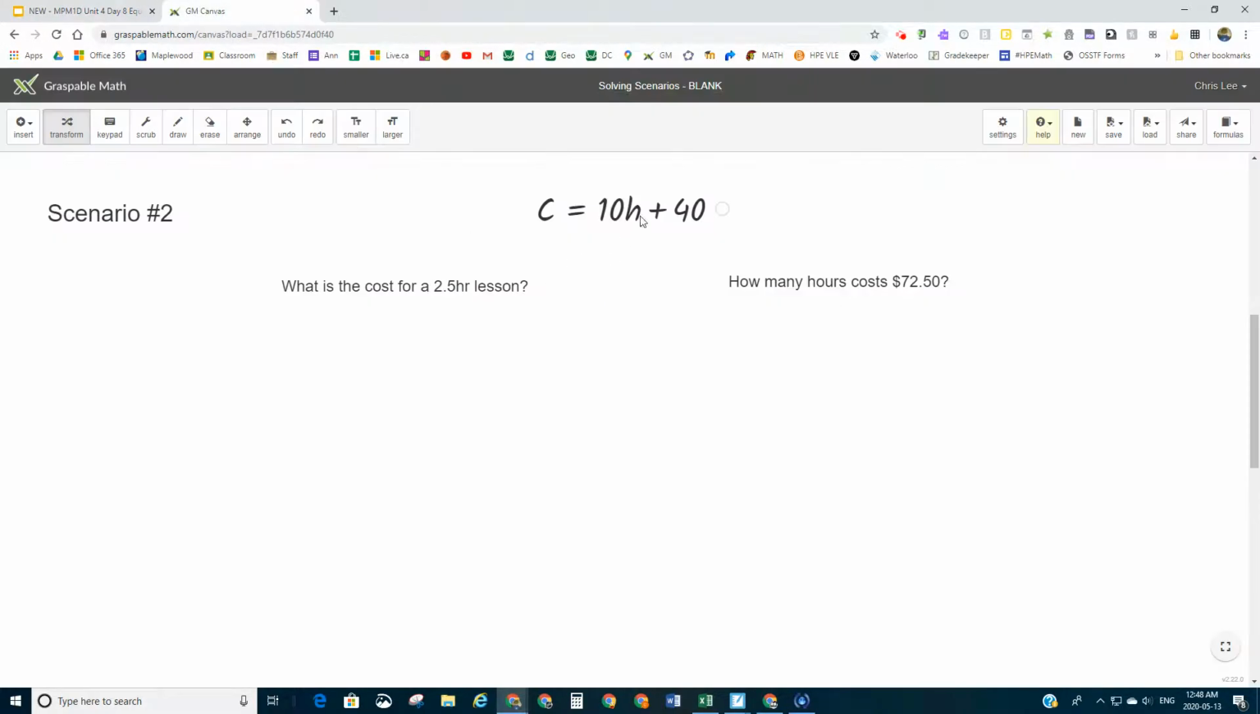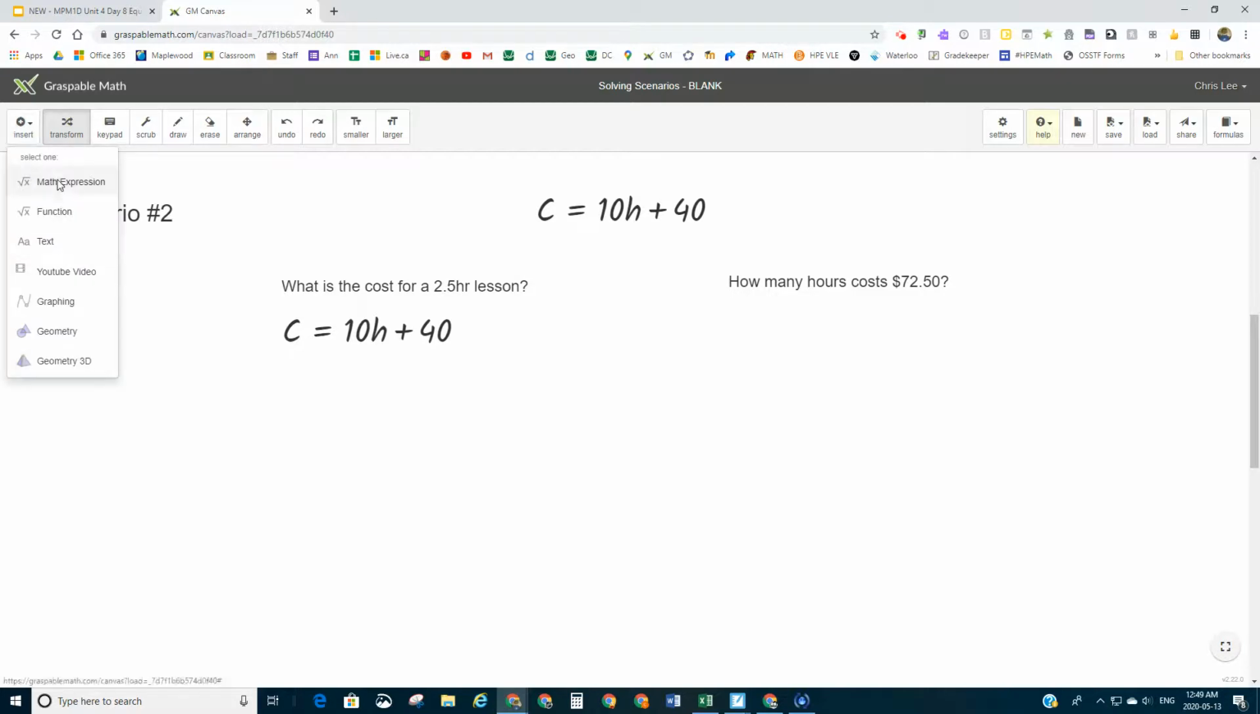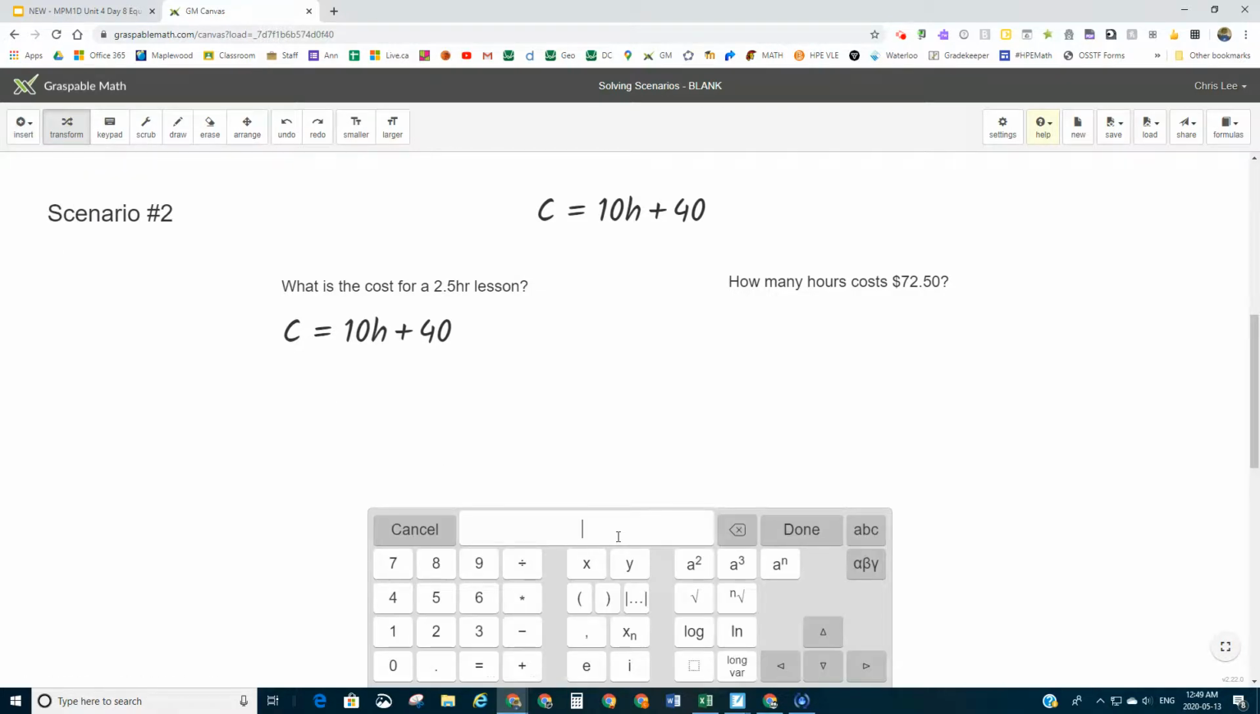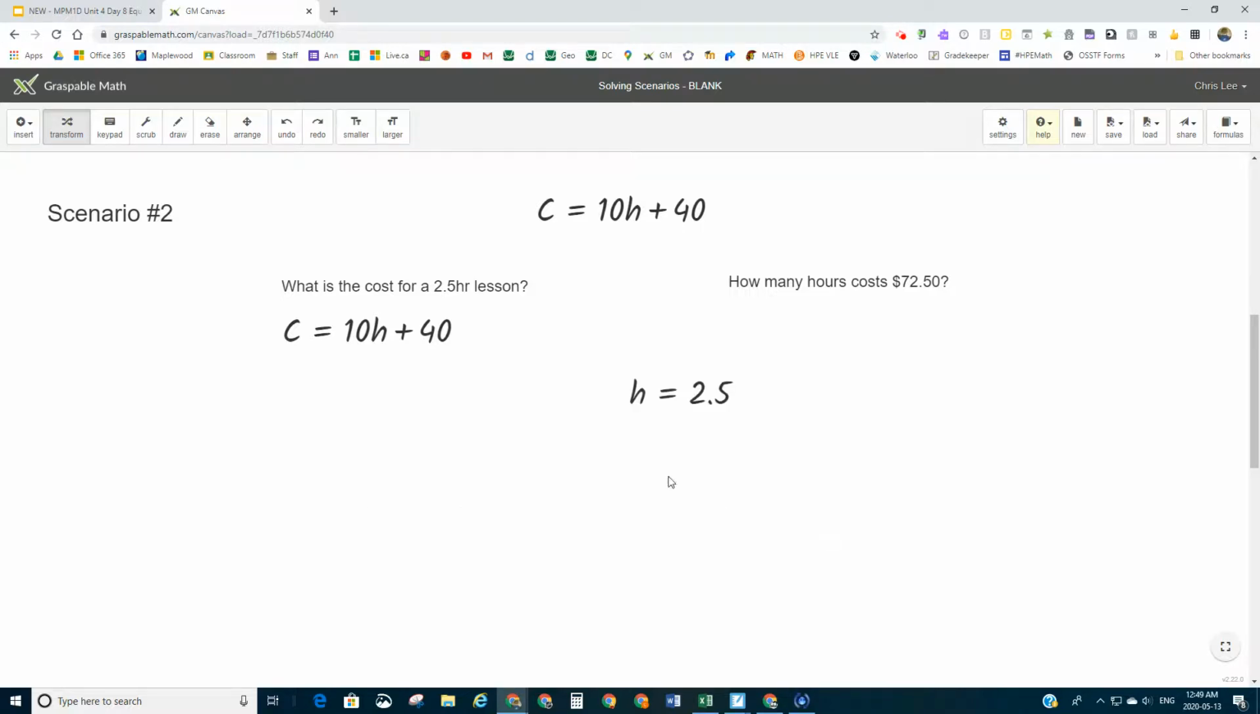So you'll see that I've actually written that equation out for you. C equals 10h plus 40. Let's use this equation to answer our 2 questions. So again, I'm going to click on that and drag it over so I can duplicate it. All right, in this case, what is the cost for 2.5 hours? So I need to go Insert, Math, and I now know that H equals 2.5. Push done and drag it over so it's out of the way.